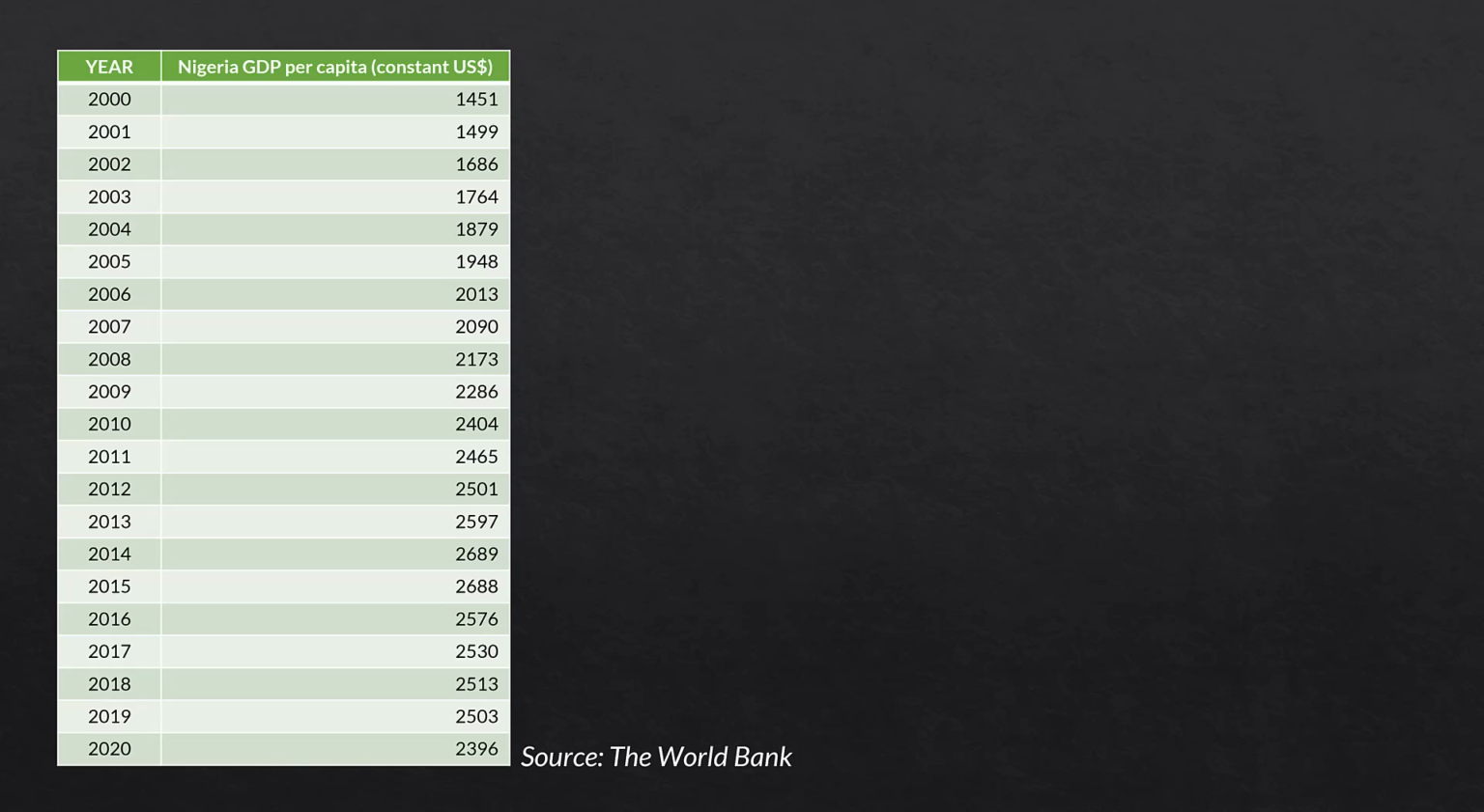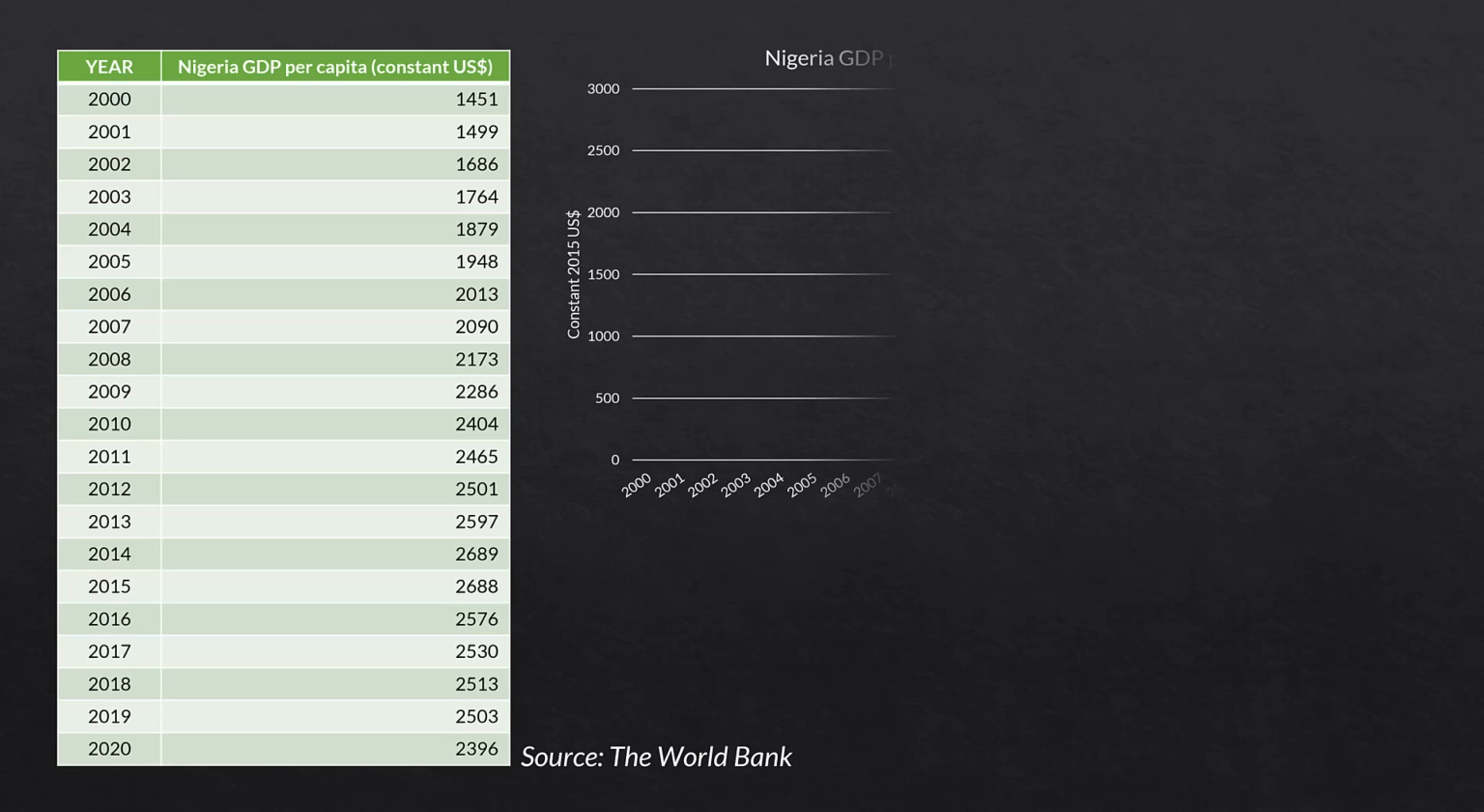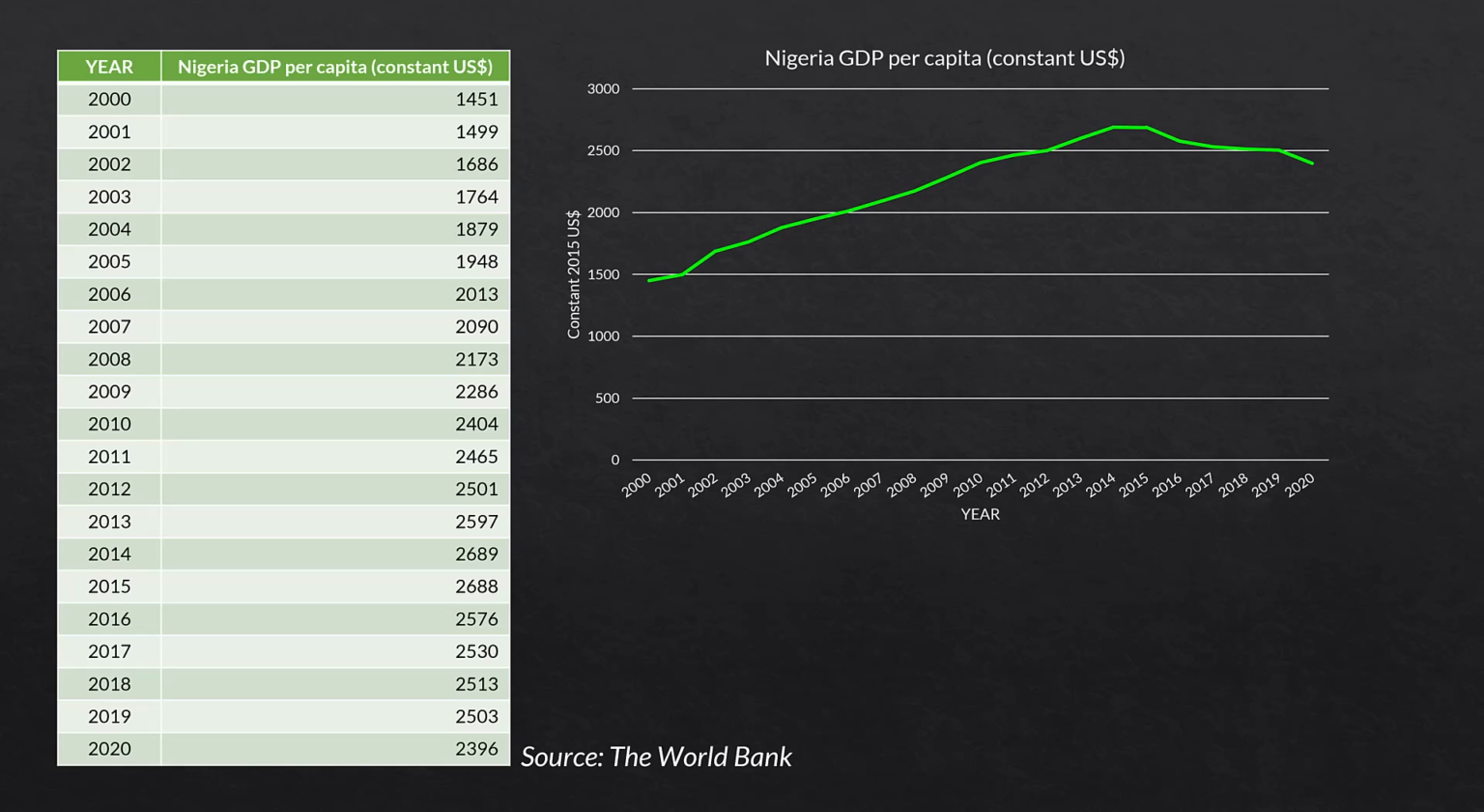Now, if you look at the chart, by 2014, 2015, that had almost doubled. So in 14 or 15 years, Nigeria's GDP per capita almost doubled, which is pretty extraordinary. If we graph it, it looks like this. So we can see a steady increase from 2000 all the way up to 2014, 2015, then a slight decline since then. Of course, a lot's been going on since then, so it's not all that surprising. So we can see the general pattern of Nigeria's GDP per capita over this 20-year span.